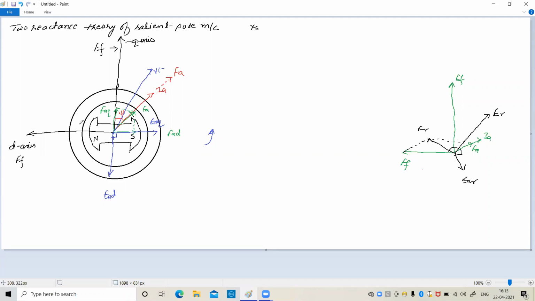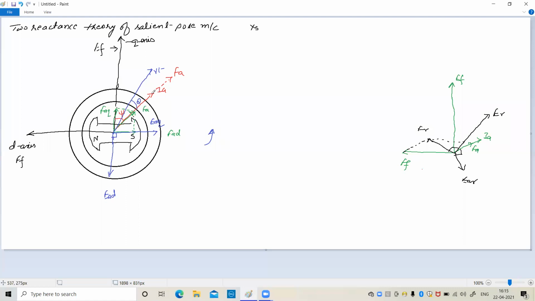First, we will refer to this one. This is our 2 pole salient pole machine. Field MMF is along the pole axis or direct axis. It will induce EMF which is lagging by 90 degrees. Somewhere EF is there. Let the armature current lag by an internal angle psi, or the power factor angle theta, with respect to the terminal voltage VT.